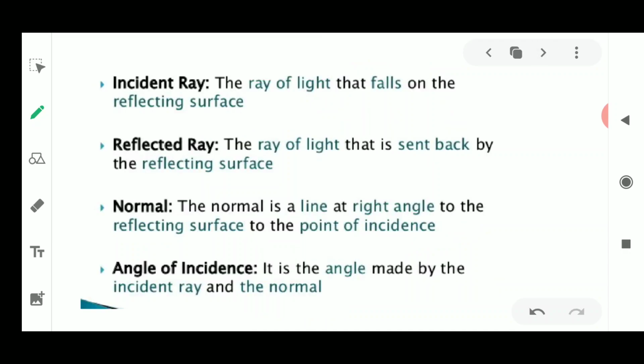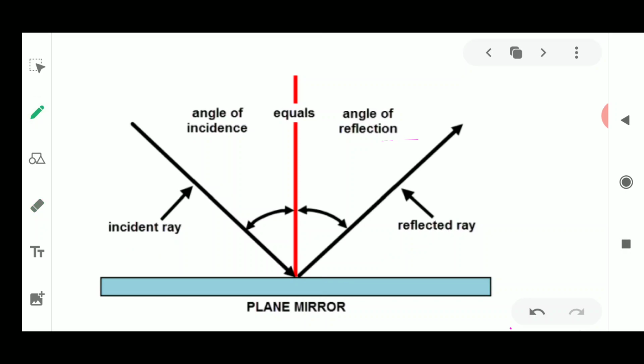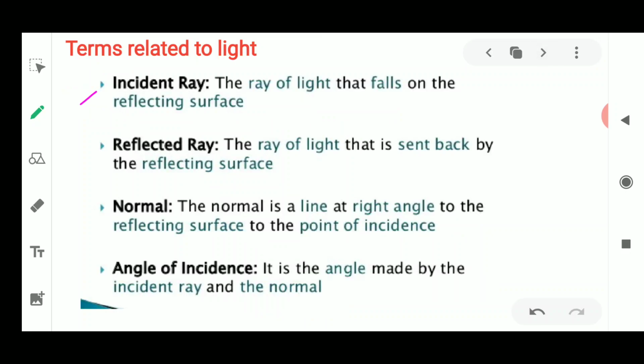So let us go into the details of the terms being used here. These are the terms related to light, the first being the incident ray. Where is this incident ray coming from? In this diagram, the incident ray is a ray coming from a light source. Suppose the sun is the light source here. It strikes the surface of an object, meaning the ray of light that falls on the reflecting surface. All the rays of light falling on the reflecting surface are known as the incident ray.